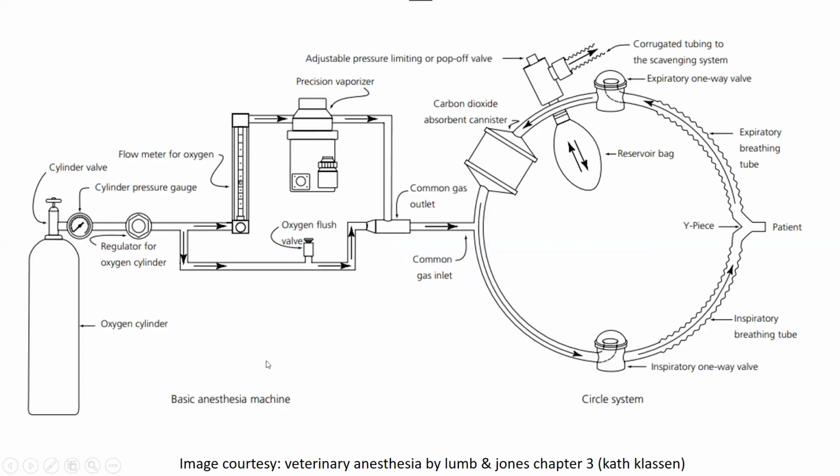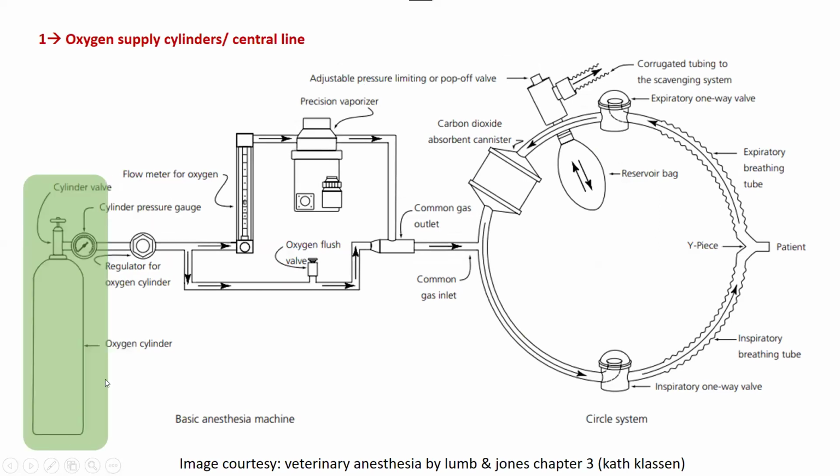So you can see this picture. Basically, this picture is from the Veterinary Anesthesia book by Lumb and Jones, and it shows each and every part of an anesthetic machine. We are going to see what each part is and what functions it performs. So the first part of the lecture is on the components of an anesthetic machine.